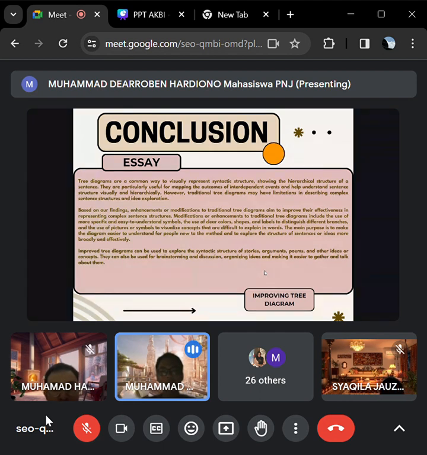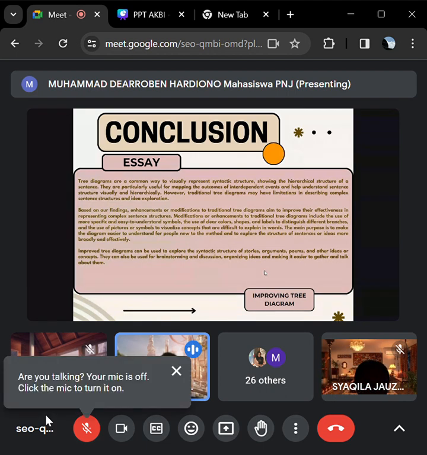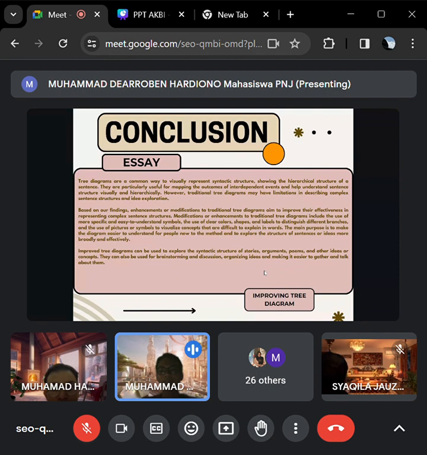structures. Modifications include the use of more specific and easy to understand symbols, the use of clear colors, shapes, and labels to distinguish different branches, and the use of pictures or symbols to visualize concepts that are difficult to explain in words. The main purpose is to make the diagram easier to understand for people new to the method and to explore the structure of sentences or ideas more broadly and effectively.